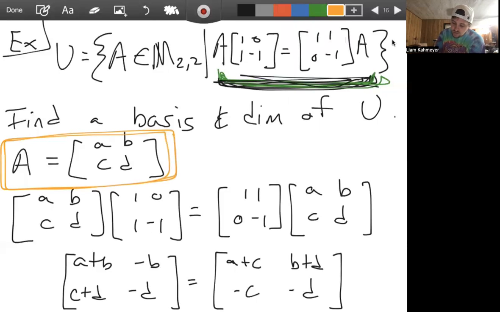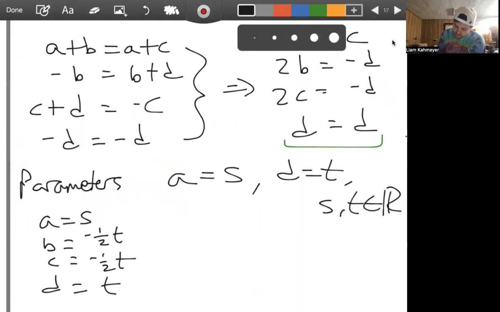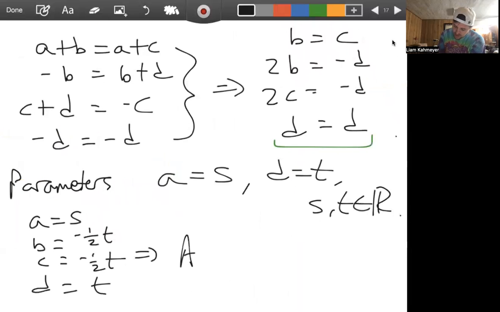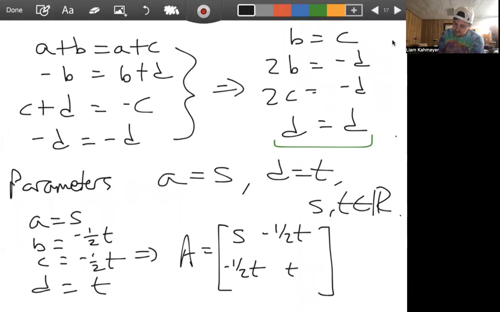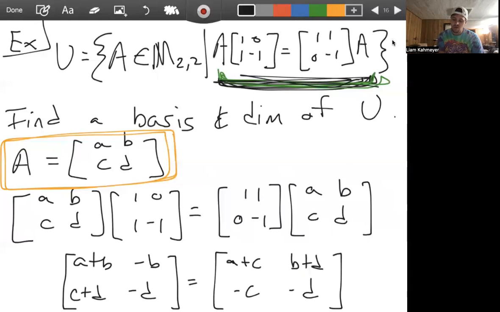So elements of U necessarily look like, plugging everything in, these matrices are of the form S, -1/2 T, -1/2 T, and T for S and T in R. Great. So now how do we find a basis though, right? We now have a much more explicit description of what elements of U look like, but how do we find a basis for these, right?